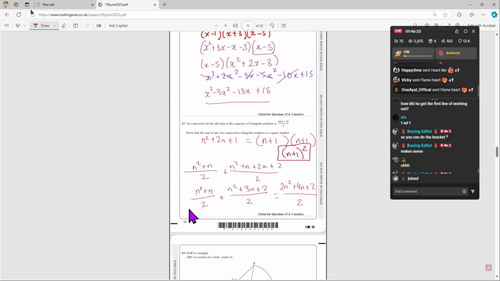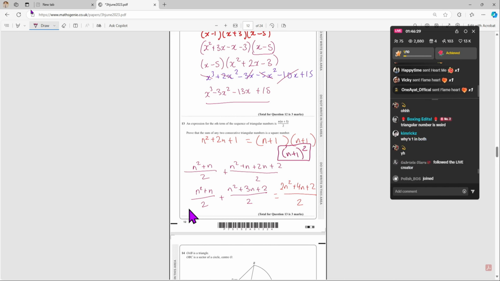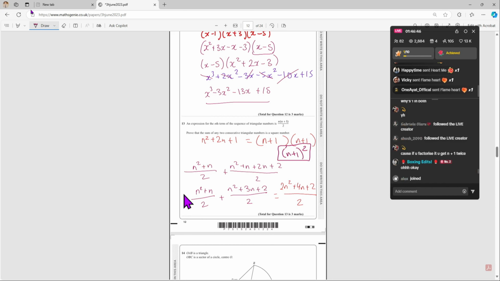Okay? Yes, triangular numbers is like plus 1, plus 2, plus 3, plus 4, plus 5, plus 6, plus 7, and it keeps on going, and then you get those answers, right? Why is it 1 in both? Because when you factorize this, you know that if you do 1 times 1, it will give you 1, but if you do 1 plus 1, you get 2. That's why it's going to be plus 1 and plus 1.